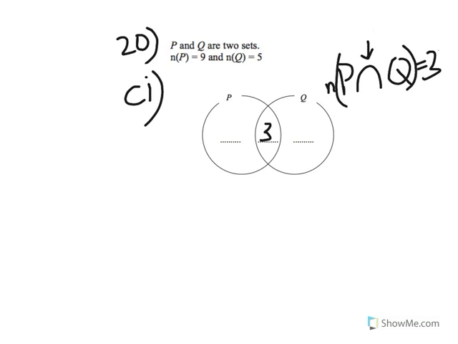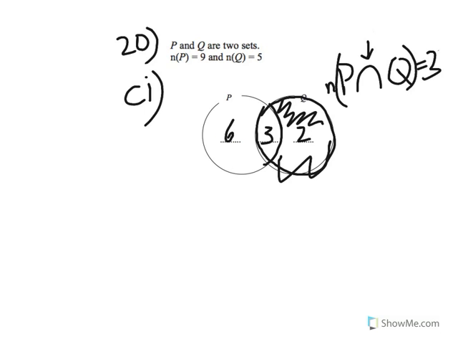Now, if you had 9 elements in the whole of P, and 3 of these elements are already written here, that means in this part there should be 6 elements, because it's 9 minus 3. And the same thing for Q. If there were 5 elements in this whole thing, and 3 elements are already here, that means over here there should be 5 minus 3, so 2 elements. And there is your completed Venn diagram. So there's 6, 3, and then 2.